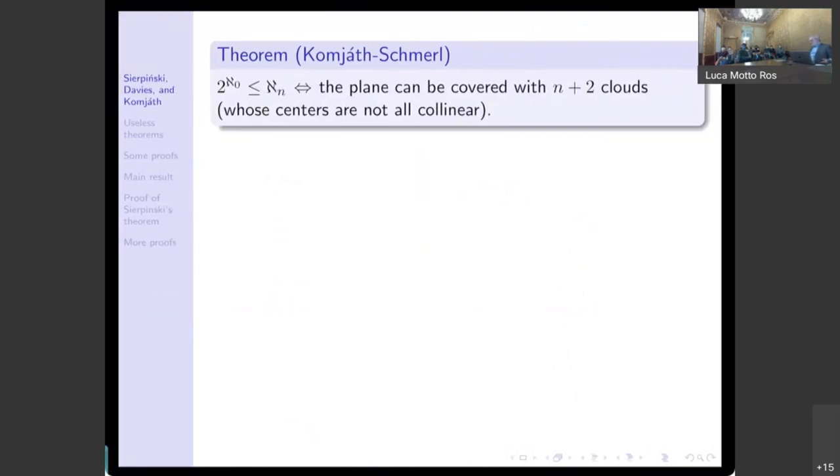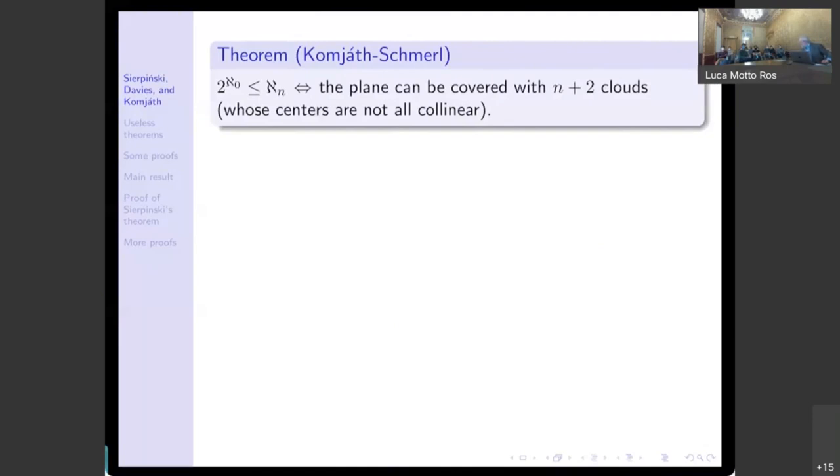But there is this beautiful theorem by Komjáth and Schmerl. Two to the aleph naught is at most aleph n if and only if the plane can be covered by n plus two clouds whose centers are not all collinear. So whose centers do not lie all on the same line.